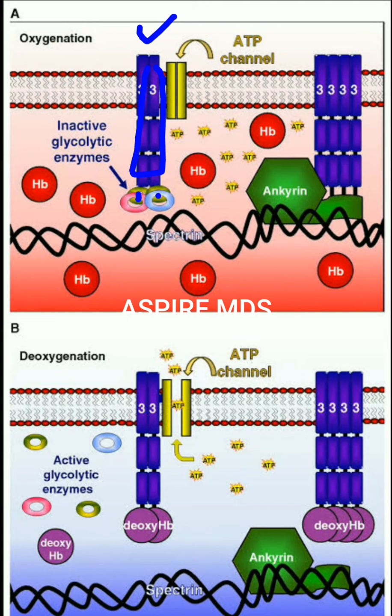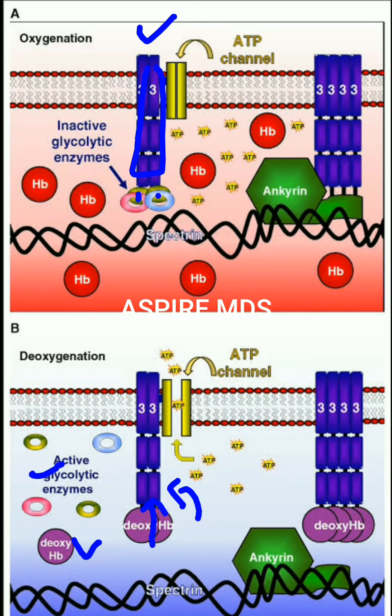Now coming to hemoglobin, when the hemoglobin is in the oxygenated state, that is when it is carrying enough oxygen with it, it will not be binding to band 3. But in case when it is deoxygenated, like in case of hypoxia, this deoxygenated hemoglobin will go to band 3, displace the glycolytic enzymes and bind itself to band 3.